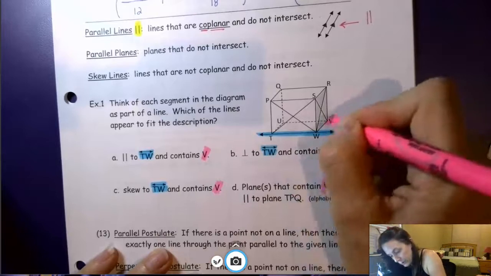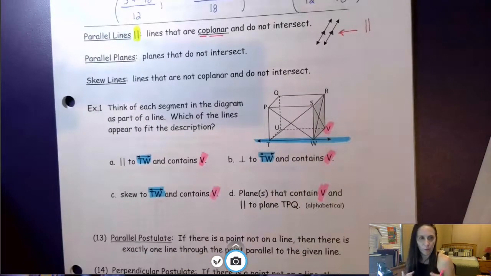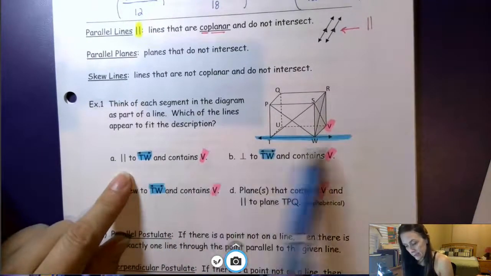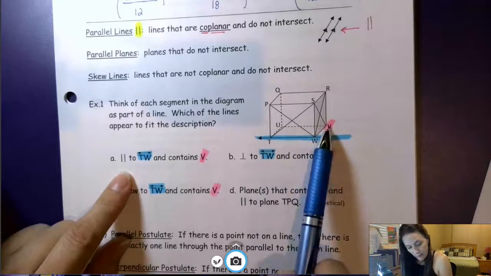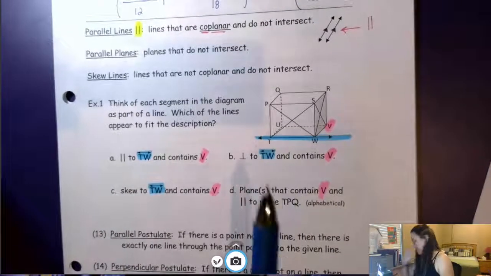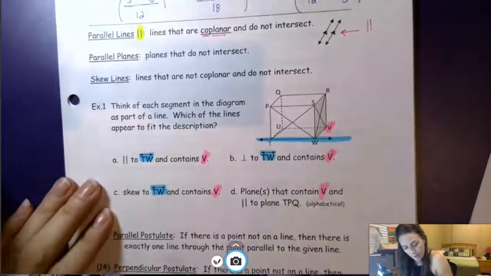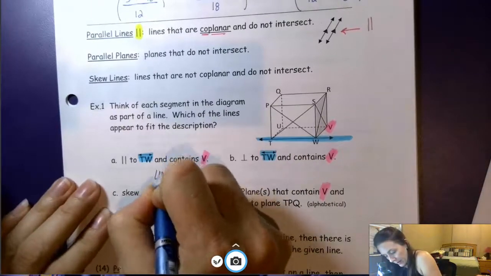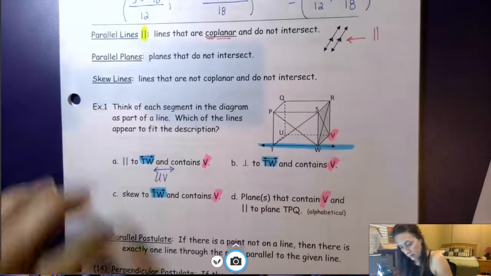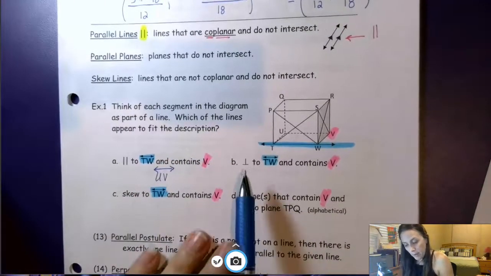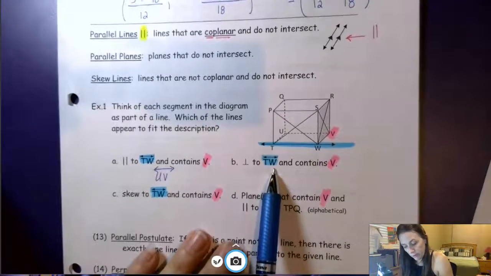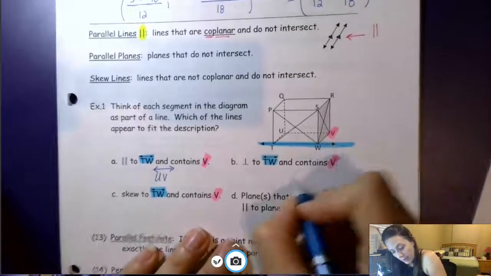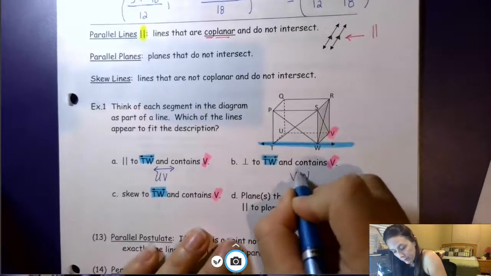Well, V is located right here. So that's where my focal point is on this picture. I want to know parallel to TW and through V. Oh, excuse me. UV is going to be my answer, that one back there on the bottom. So I'm going to write UV, and it's a line with the arrows on the ends. Perpendicular to TW and contains V. So again, work ahead of me. I want this alphabetical, so it's going to be VW.